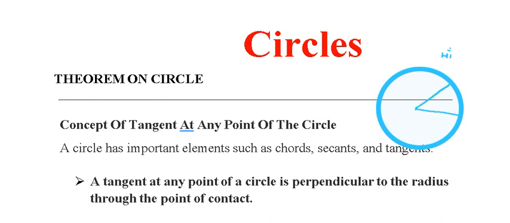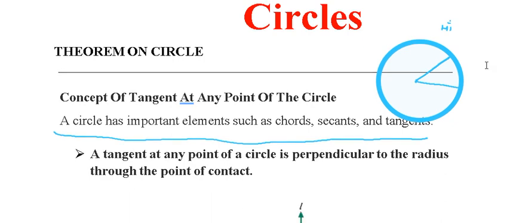Am I right? Now, you know very well the study of circles goes back beyond history. The invention of the wheel was a fundamental discovery of the properties of a circle, right? Now today we will discuss in this session theorems on circles, right? Let's see the concept of a tangent at any point of the circle. A circle has important elements such as chord, secant, tangent, right?